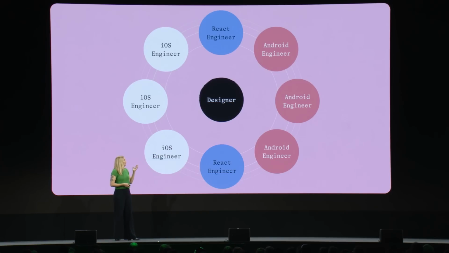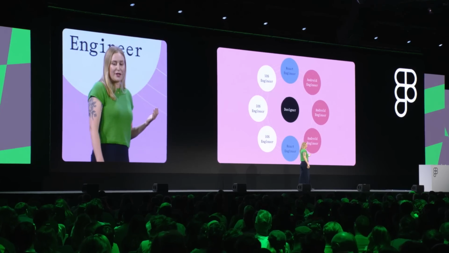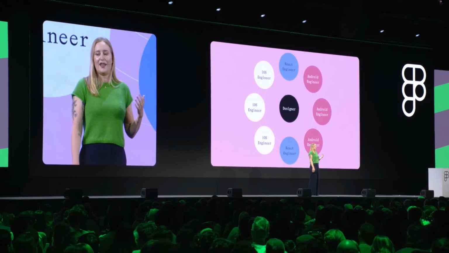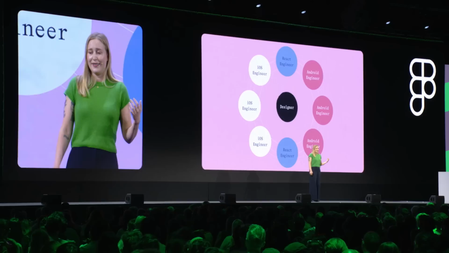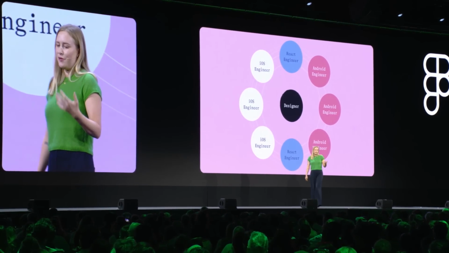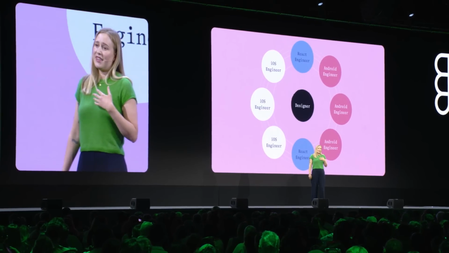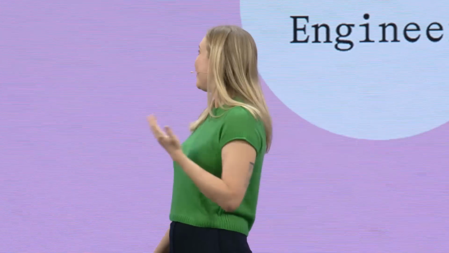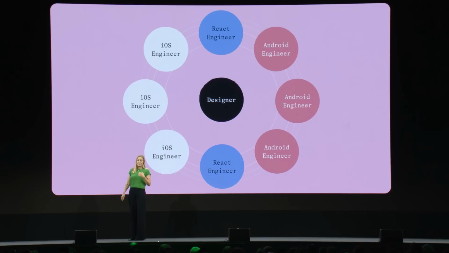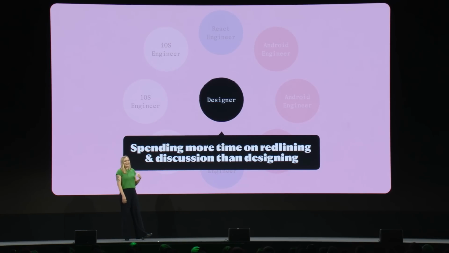Some teams even look like this today. At some large organizations like Meta and Uber, you use React Native a lot, but it didn't replace the native code base. It actually just added another platform to support. And if you're not Meta or Uber, this is just not always going to be feasible. I personally found that on a team like this, I'm actually spending far more time redlining and discussing implementation trade-offs than I am actually designing. And the engineers are building everything from scratch.